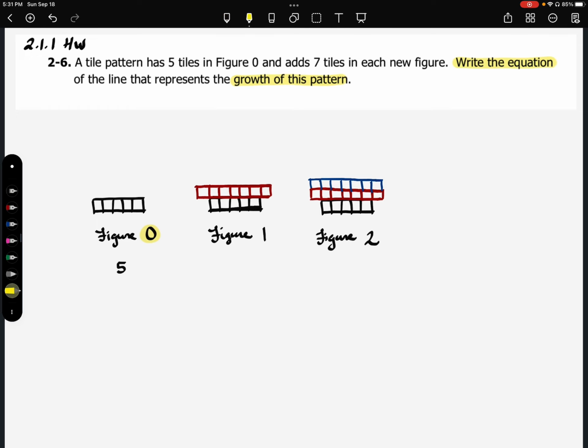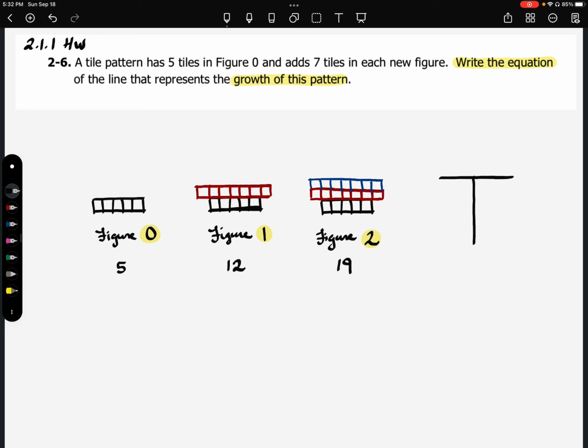Right, so that means that in our figure 1, we had our original 5 tiles and then we added 7 more. So now we've got a total of 12 tiles in that one, and feel free to count them if you want to. The next one, we increased our figure number again, so we needed 7 more tiles. So 12 plus 7 is going to give us a total of 19 tiles.